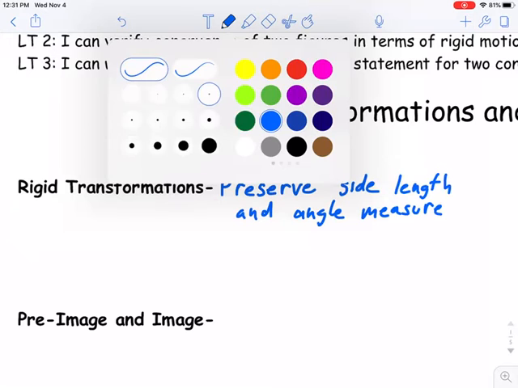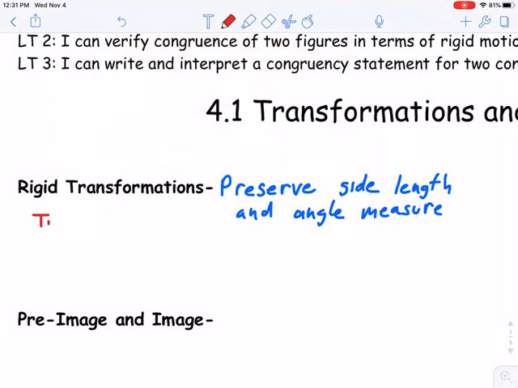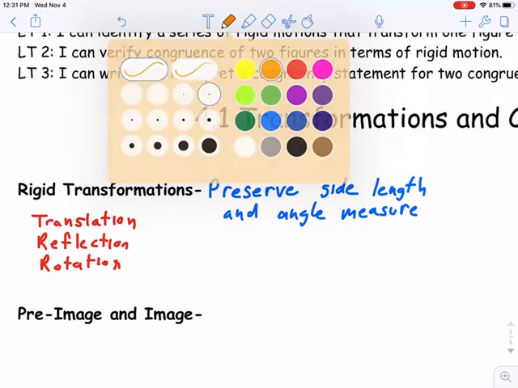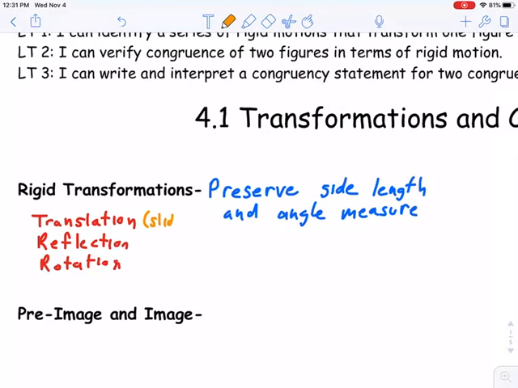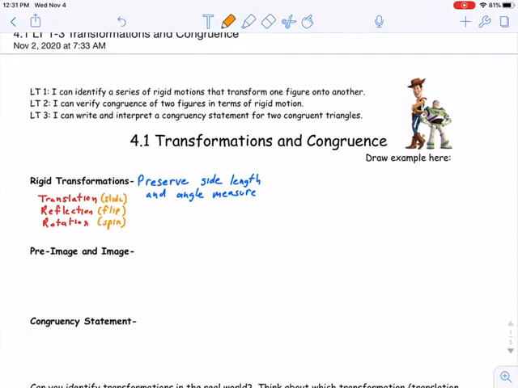So what are those exactly and what does that mean? Well, there are 3 transformations we're going to focus on right now: translation, reflection, and rotation. I'm pretty sure you guys have done a lot of this stuff in previous math classes, all right? You can think of translation like a slide, it's like when you're sliding something. Reflection is when you're flipping, and a rotation is a spin. All right? So let's draw an example here.